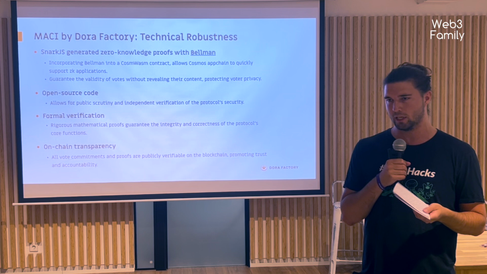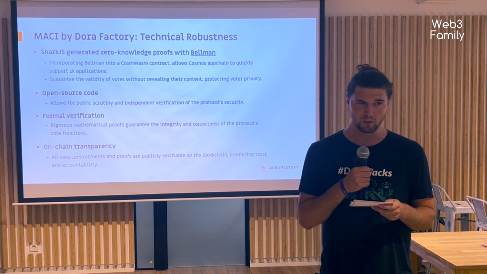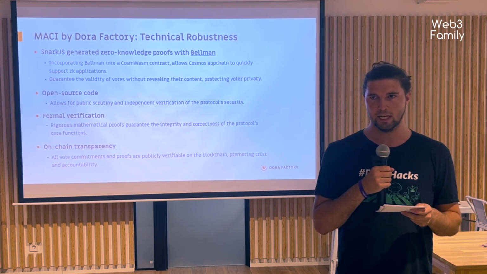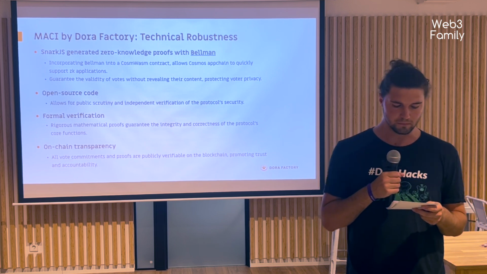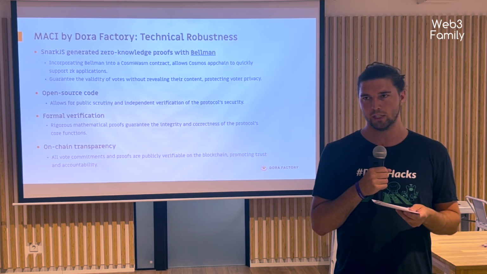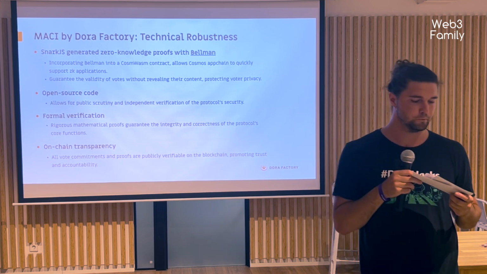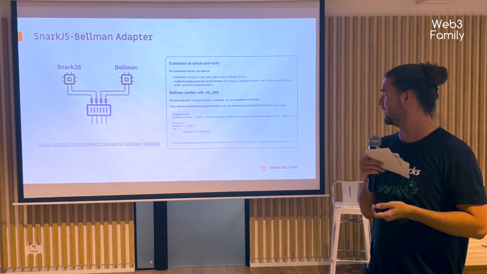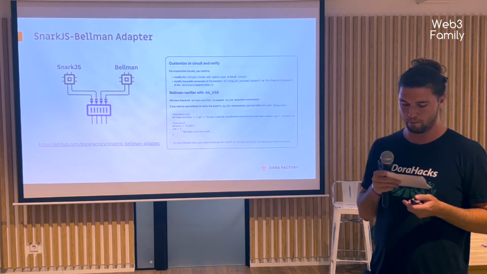Everything is open source, so you can independently verify the underlying code and so forth. We use formal verification in order to have integrity and correctness of the protocol. It's a mathematical proof that guarantees those perks. And then finally, it also is on-chain, so the proofs are submitted on-chain, which brings further trust and accountability to MACI. Here you can see the Snark.js Bellman adapter. So that's how we bring MACI to non-EVM chains like Cosmos. It's the Snark.js and Bellman library, and you can check it out on our GitHub repo.